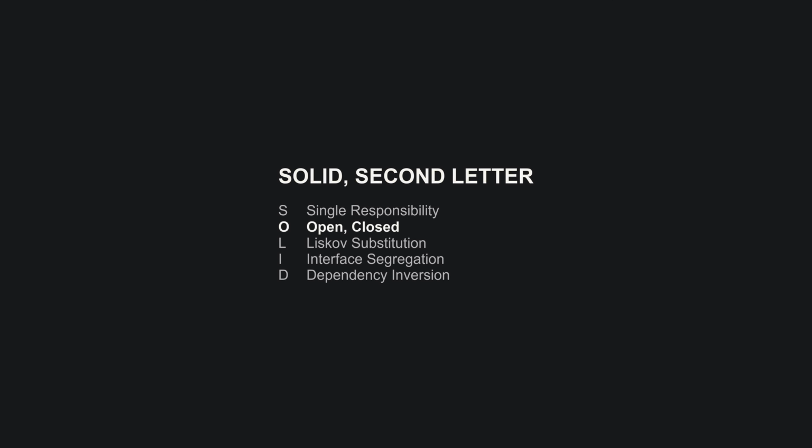This is the second of 5 lessons on SOLID. The first was S, single responsibility. 1 class, 1 reason to change. This one is O, the open-closed principle. The phrase comes from Bertrand Meyer in a book published in 1988, and it has survived this long because it sounds like a contradiction. Software should be open for extension, but closed for modification.